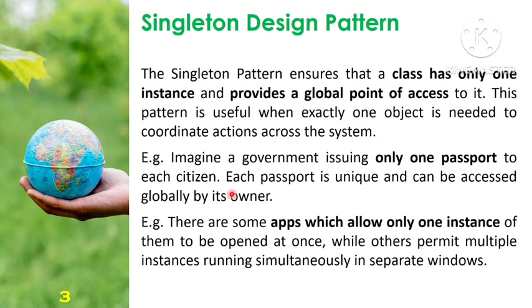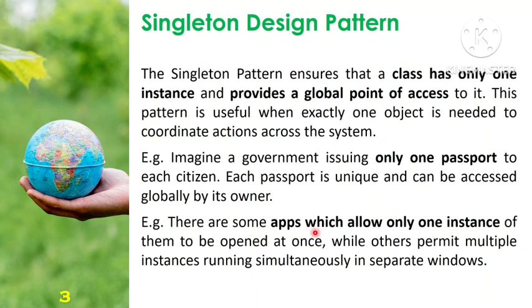So let's have some real life examples. Like, imagine a government issuing only one passport to each citizen. Isn't that Singleton, right? Each citizen can have only one passport, right? And that passport is unique, and it can be accessed globally by its owner. So that's like Singleton, right? Only one passport, one instance, global point of access.